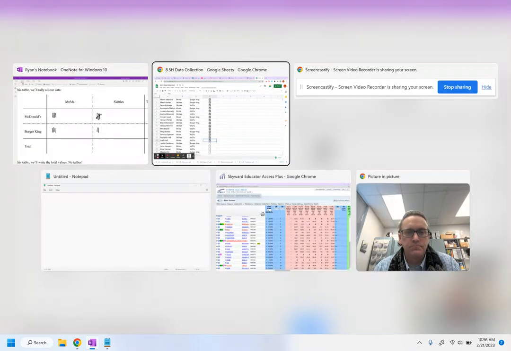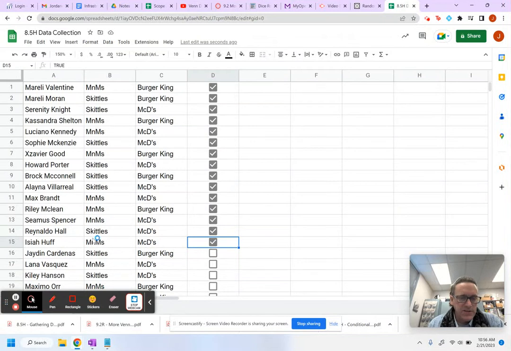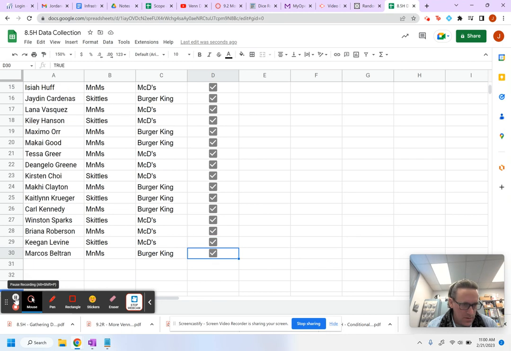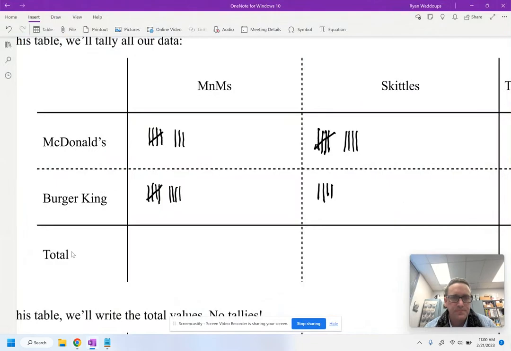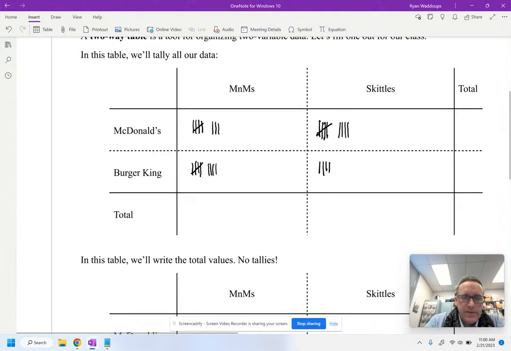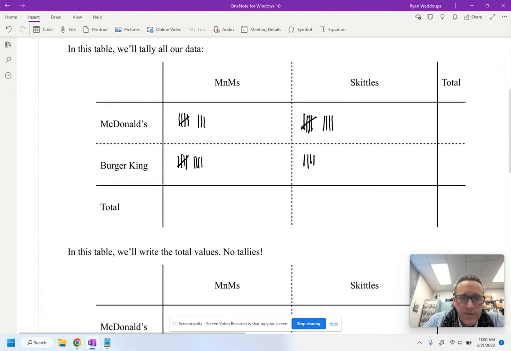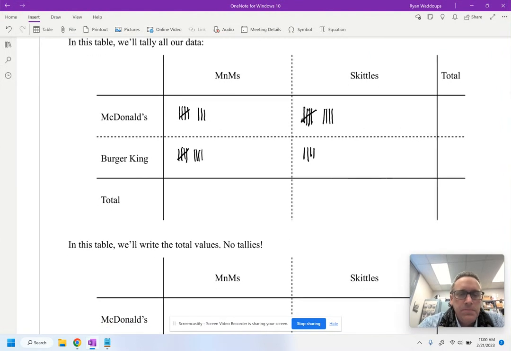So I'm going to keep going. I'm going to finish this up, and then I'll check back with you when I have got them all entered in. Okay. After going through and marking all of the 30 data points, this is what this looks like here. Now if I've done this correctly, the total should add up to 30.